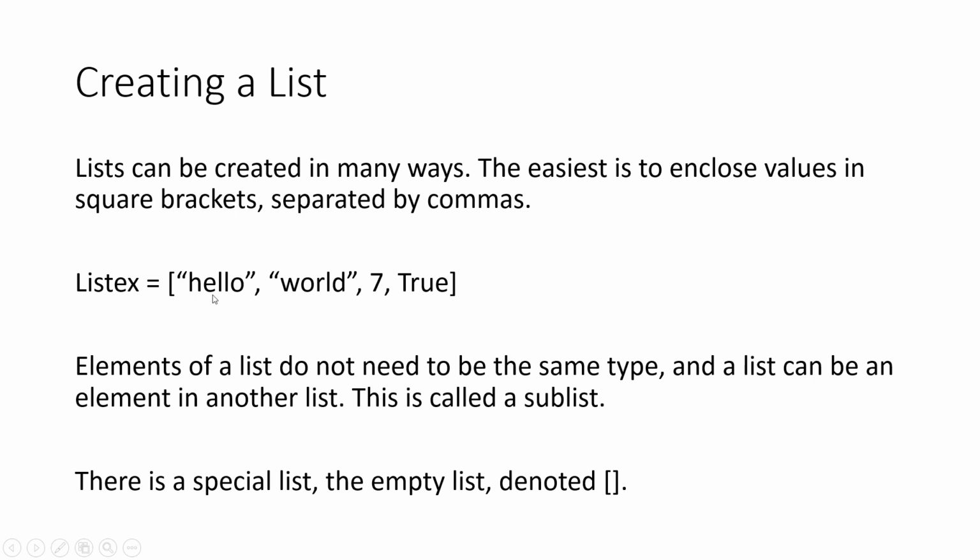Now this raises an interesting point. Elements of a list do not need to be the same type. So in this case we have three different types of elements. This is an important distinction that Python makes from other languages, where often lists and other similar data structures will require that all elements be the same type. It's also possible for a list to contain another list as an element. The interior list is called a sublist. Lastly, there's a special list that we'll talk about, and that's called the empty list, which is simply an open and close bracket with nothing inside of it.